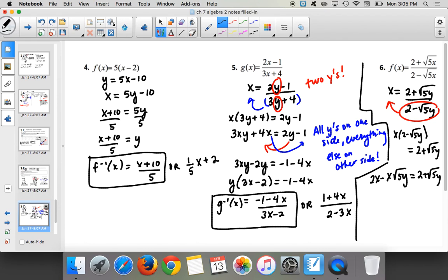Then I'm going to get anything that has a y on one side. So it doesn't matter which side you get it on. So let's say since it has minus x square root of 5y, I'm going to add that to the right-hand side. And I'm going to subtract the 2 to the left-hand side. So I'm going to have 2x minus 2 equals x square root of 5y plus the square root of 5y. So it's the same process as the last one. It's just a little bit harder because we have a square root of 5y, not just y.